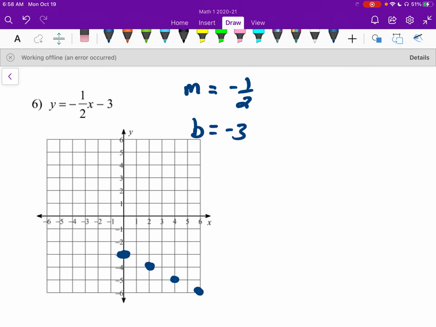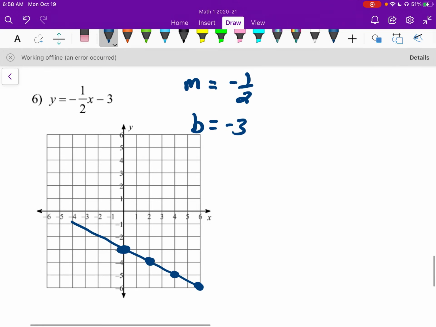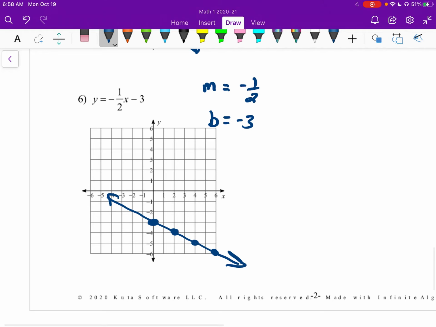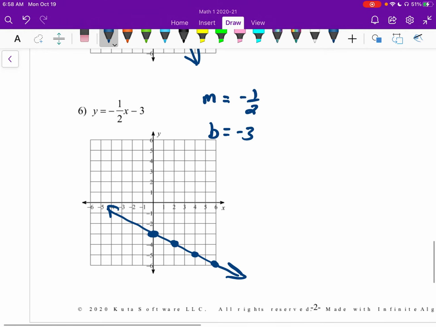All right, I have at least 3 points here, so I'm good. I'm going to draw my line. And I have arrows on the end of it because lines have arrows. All right, that is graphing slope-intercept form.